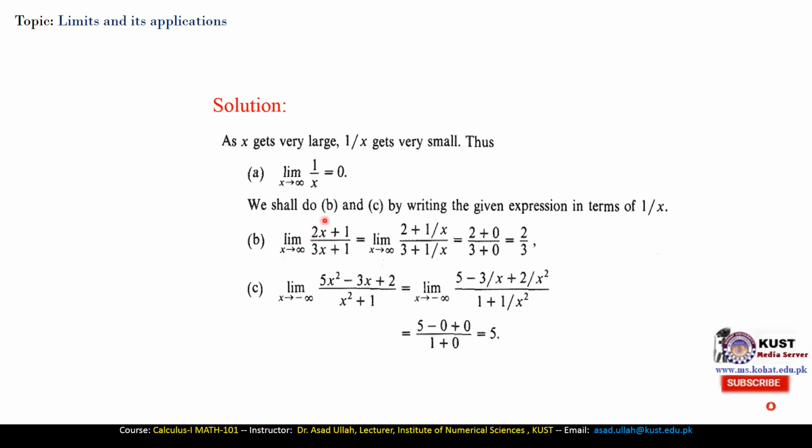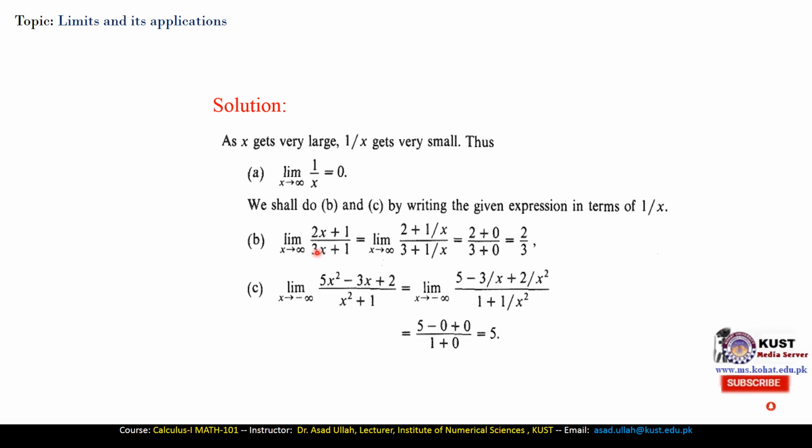Now to evaluate the limits in part B and part C, if we put directly x equal to infinity in this function, we get 2 times infinity plus 1 divided by 3 times infinity plus 1. Now 2 times infinity is also infinity, and if we add something to infinity, we also get infinity. So we get the infinity divided by infinity form. Now what will we do to evaluate this limit?